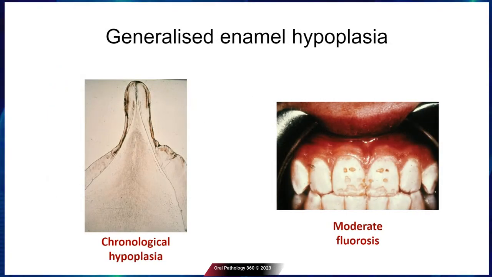So here's our chronological hypoplasia. Initially, the formation of this tooth, this incisal edge, has been markedly hypoplastic. And then the insult, whatever it is, has resolved, and more normal tooth formation with a more regular thickness of enamel has then started again. Here's an example of fluorosis with the opacification of the enamel and the breakdown and the pitting with the post-eruptive breakdown.